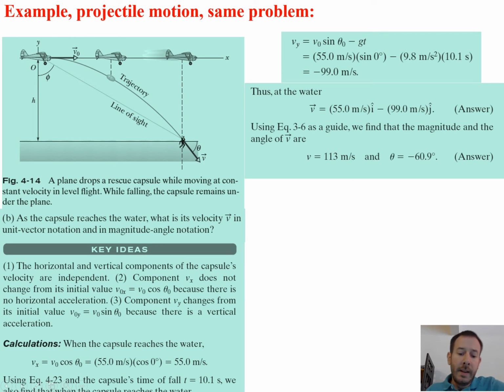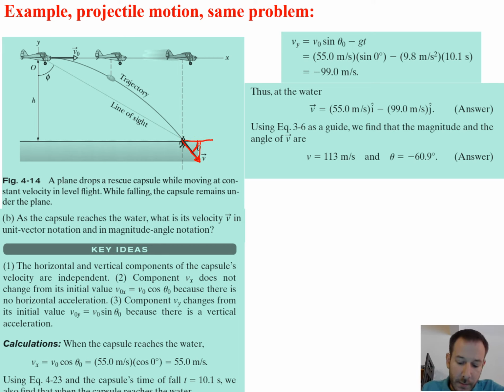All right. Continuing on with that example. Part B says, as the capsule reaches the water, what is the velocity in unit vector notation and in magnitude angle notation? So what we're trying to find is this vector of velocity here. It has an x and a y component. It's going to be the angle of theta off of the x-axis. So the triangle that we can make is right here, this right triangle there.